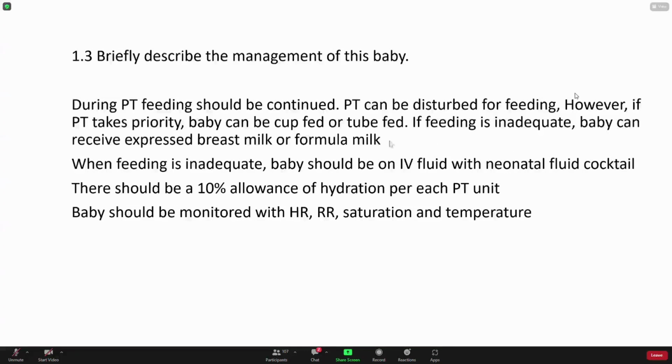If the feeding is inadequate, then you can go for expressed breast milk or formula milk in this situation. When the feeding is inadequate, the baby should be on IV fluid according to the neonatal fluid cocktail, which contains adequate glucose. There should be a 10% fluid allowance for each phototherapy unit, and the baby should be monitored with heart rate, respiratory rate, saturation, and temperature. Probably this is the amount I would write for this question. Any other things you would add?